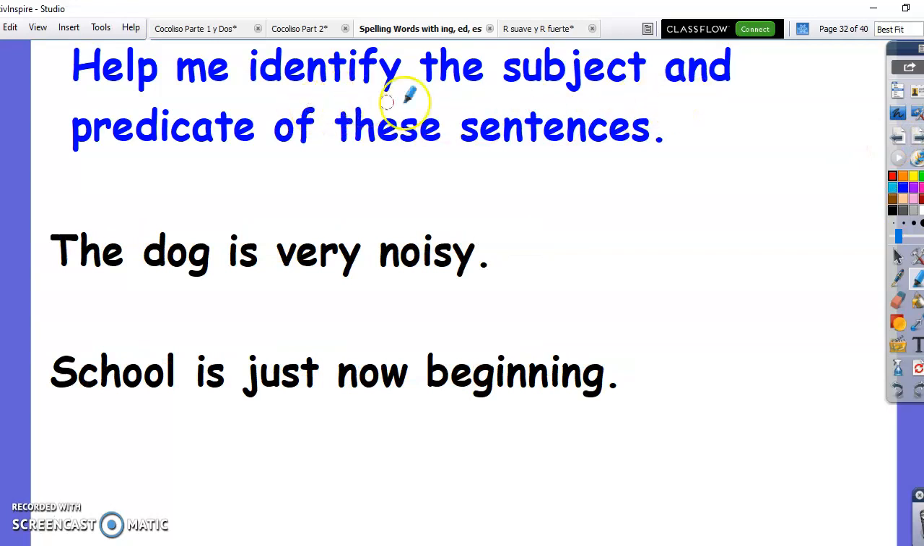Help me identify the subject and predicate of these sentences. The dog is very noisy. The dog is my subject. What does it do? Is very noisy is my predicate. School is just now beginning. School is the subject. Is just now beginning is the predicate.